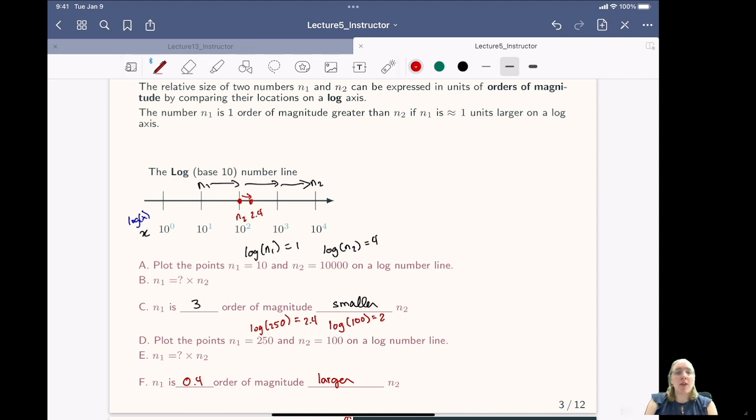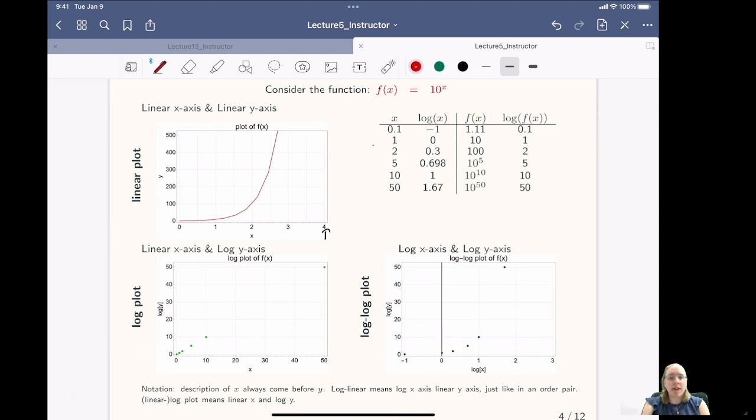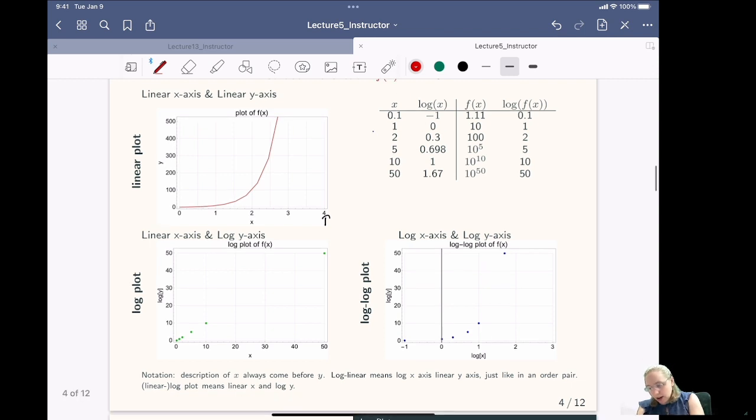All right. So that is a log number line. If we want to plot on a log scale, then we're just going to combine different linear and log number lines on our x and y axes to be able to plot complicated curves that don't show up well on original plots into more reasonable axes.